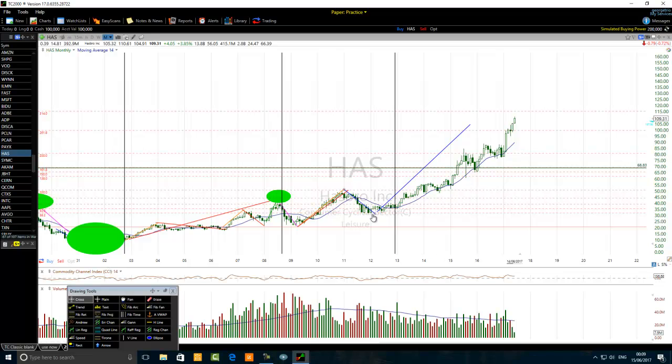Say okay, we have two types of third wave. One is the normal third wave, and the other one is the extended third wave. The normal third wave very often will stay below the 161.8% Fibonacci extension applied to the first wave, and the extended third wave will go above that 161.8% Fibonacci extension of the first wave.